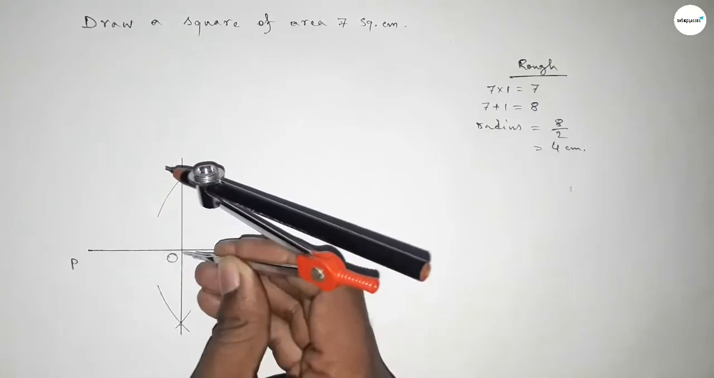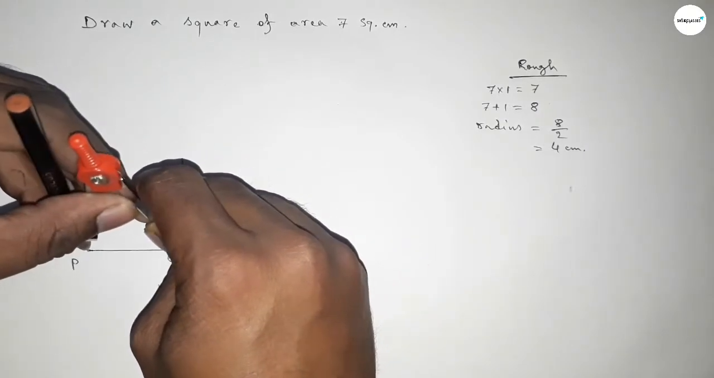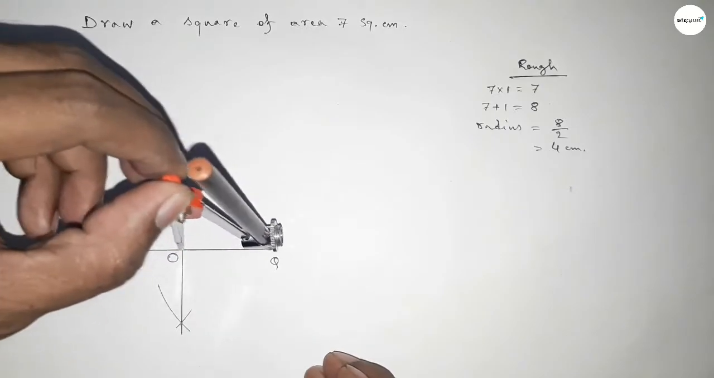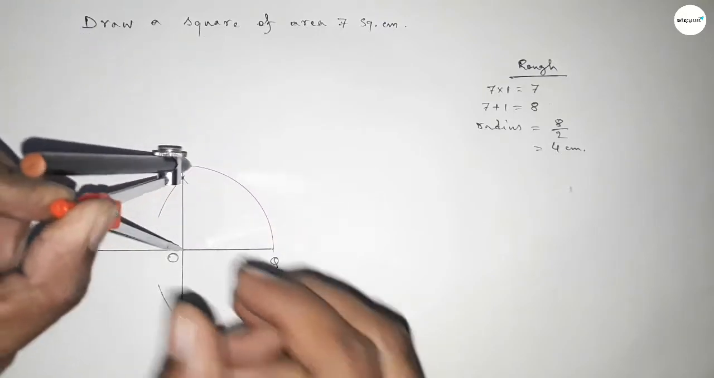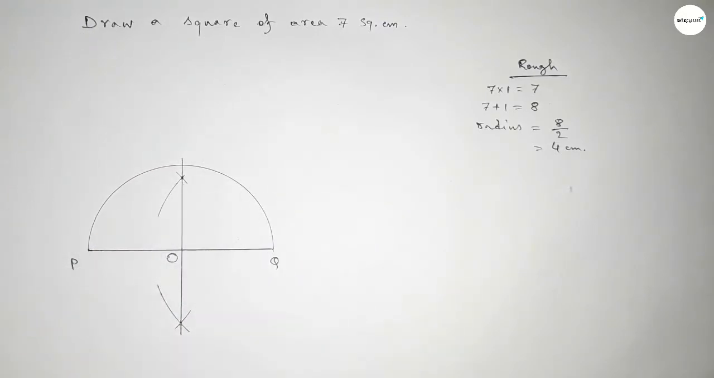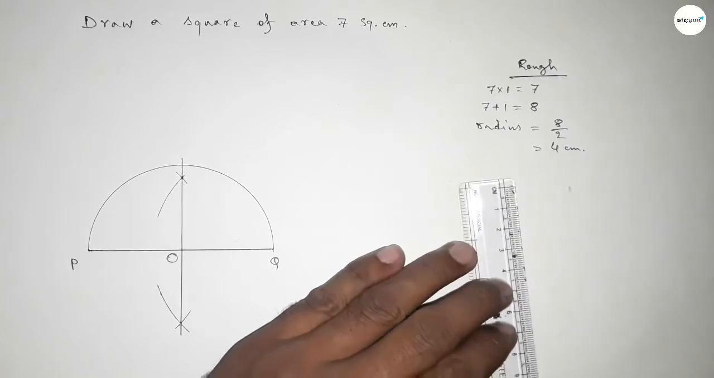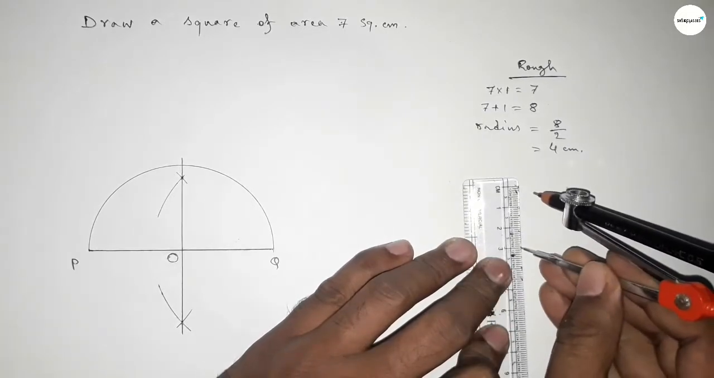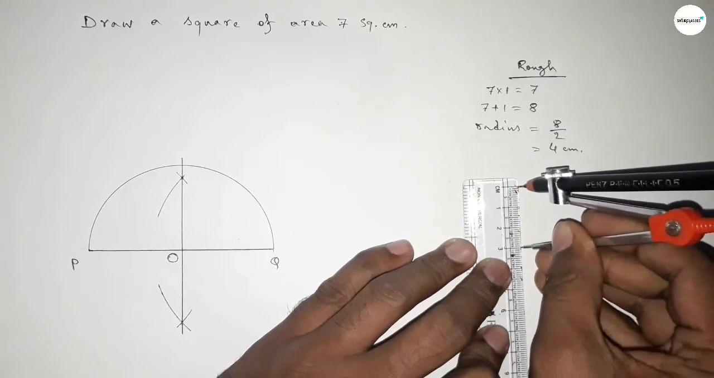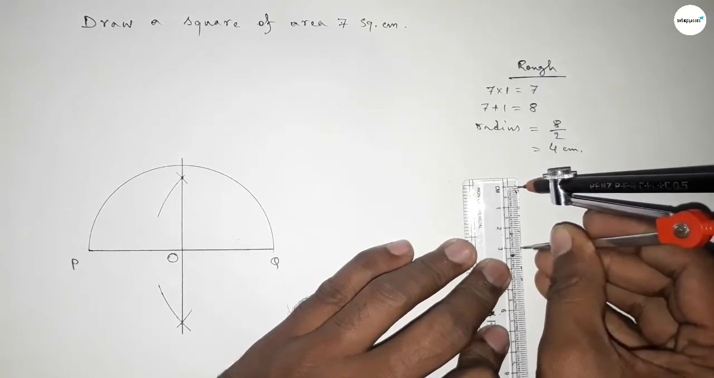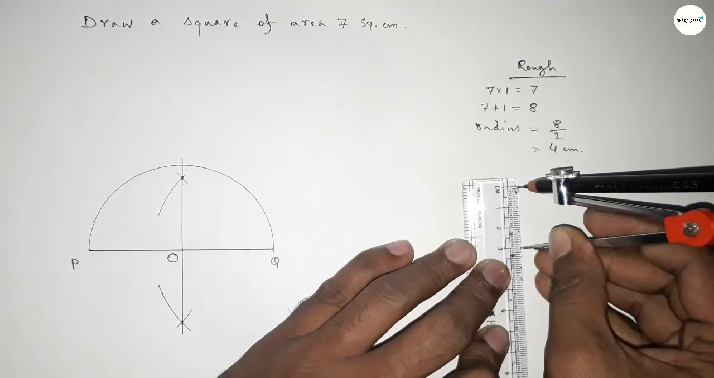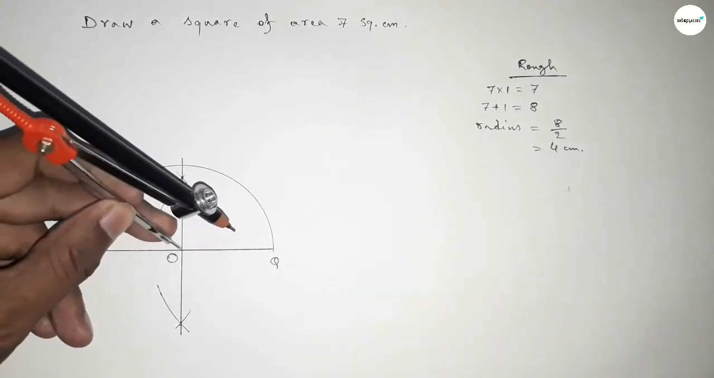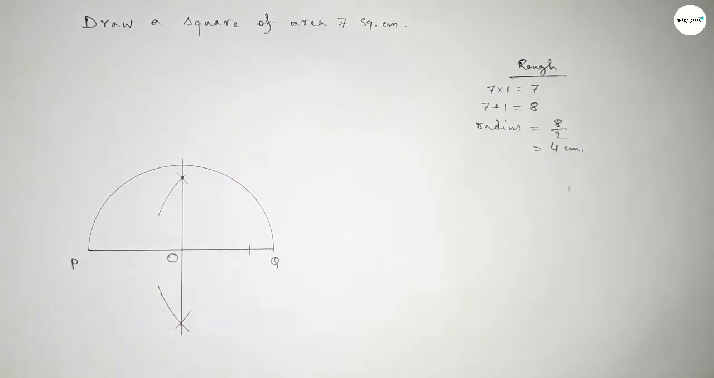Now taking the length OP and OQ to draw a semicircle with radius 4 centimeter. So we draw here a semicircle with radius 4 centimeter. Now taking a length 3 centimeter by using scale by this way. Okay, next putting the compass on the point O and cut here and taking this is A point.